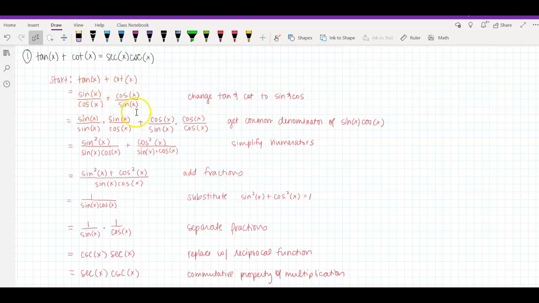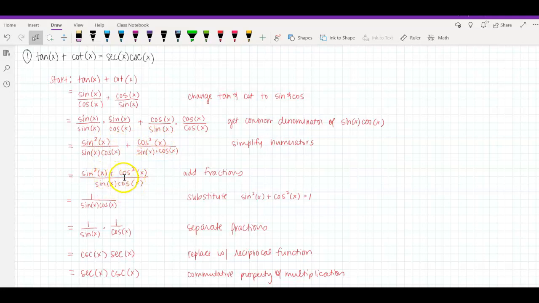Then I cannot add fractions unless they have common denominators. They do not have common denominators, so I need to get common denominators. And the common denominator here would be sine x cosine x. So I'm going to multiply by those fractions to get sine x cosine x in the denominator. I multiply my numerators, and that gives me sine squared and cosine squared. Then I can add my fractions. So I take the numerator plus the numerator. Remember, leave the denominators alone.